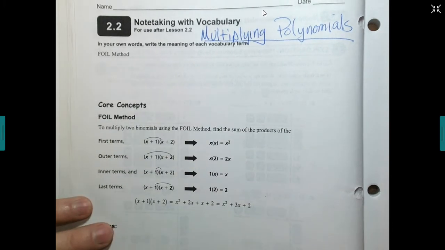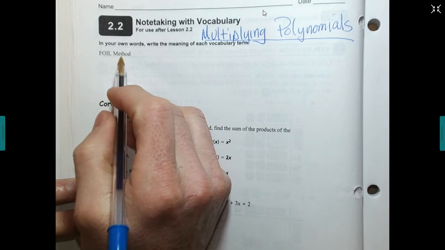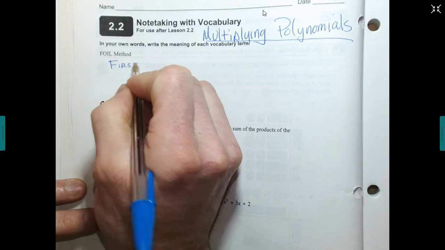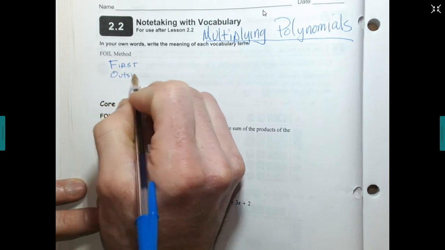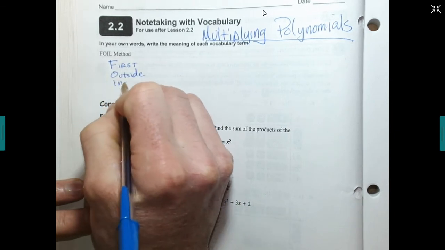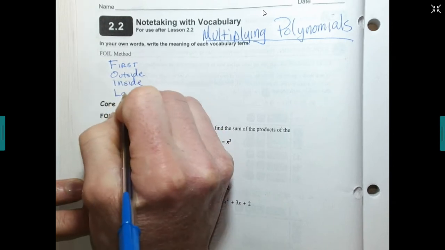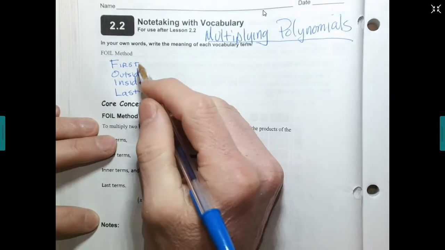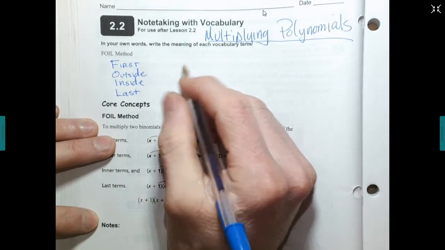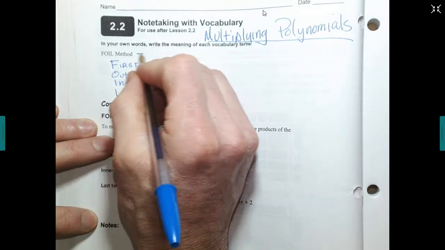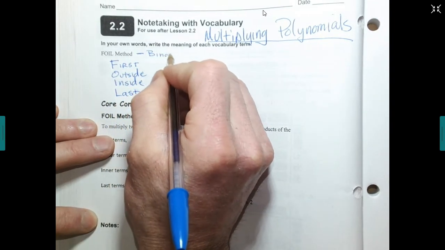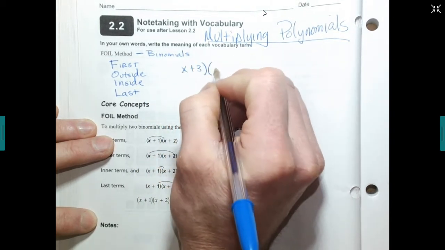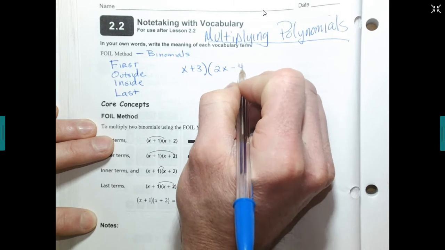Now, a method that you might be familiar with is the FOIL method. And what the FOIL method is: first, outside, inside, and last. First, outside, inside, last. And let me just remind you, with polynomials we're going to start with binomials. The FOIL method works with binomials. So like x plus 3 times 2x minus 4.